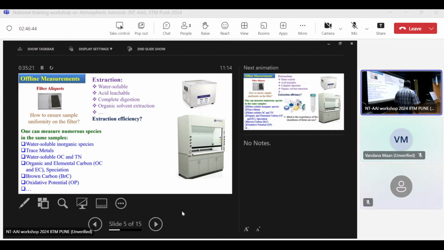Then how to ensure sample uniformity? Anybody? Now you are collecting on filter. I said you take an aliquot. That means those aliquots should have the same composition. Otherwise, from here if you are taking one composition, and here you are taking something else, that means you are totally reporting the wrong data, right? You have to make sure that sampling is uniform.